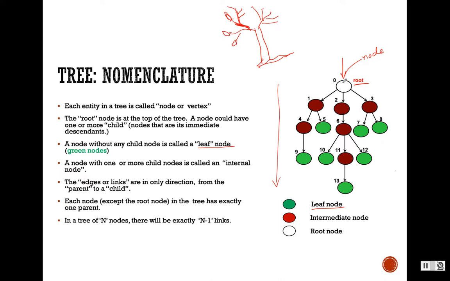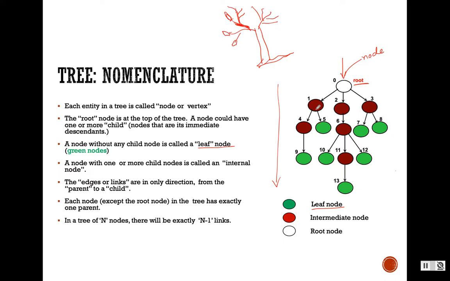Each tree is going to have one root. The root is also a node, but it is a special node that doesn't have any parent or ancestor. Any other intermediate nodes are marked here in red: 1, 2, 3, 4, 5, 6 and 11. They are the intermediate nodes.